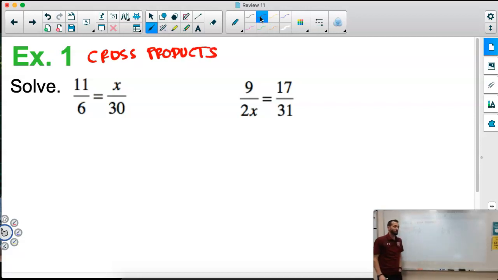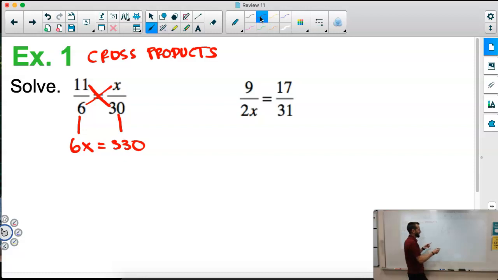Cross product literally means multiply across. You don't go straight across, you go diagonally. Typically this is the way I'm going to write it. I'll do 6 times x, which is 6x, and 11 times 30, which equals 330. I know some teachers do that in a different way. They just write one number up here and one number up here, which is the same. Sometimes they'll do a little butterfly, and they'll write what those equal.